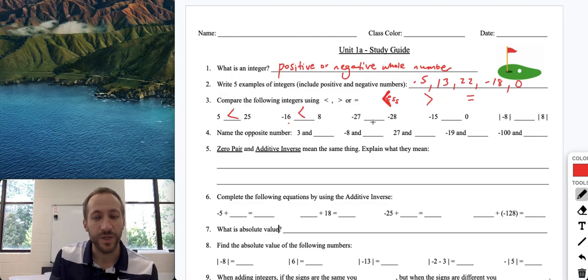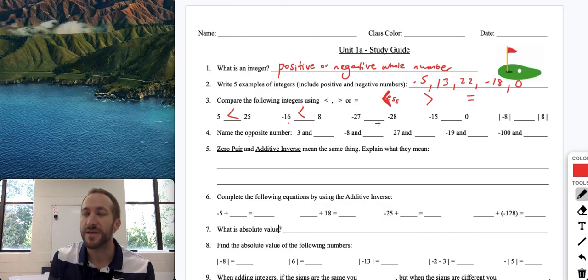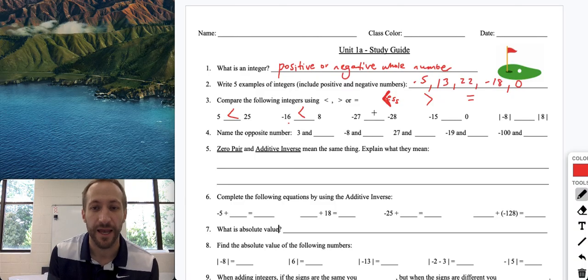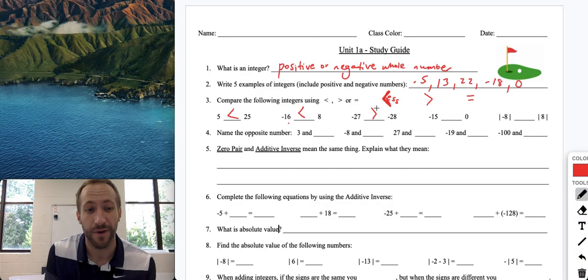The next one, -27 and -28. Again, it's like, which one would you rather see in your bank account? -27 or -28? I'd rather see -27. It's not that much better, but it's a little bit better.